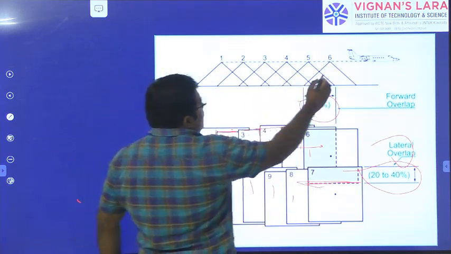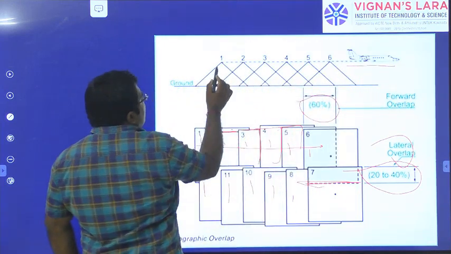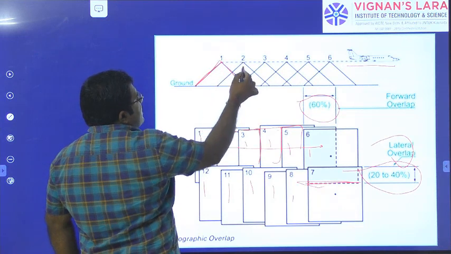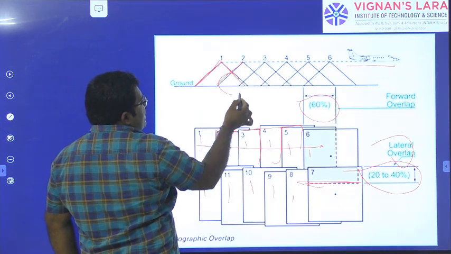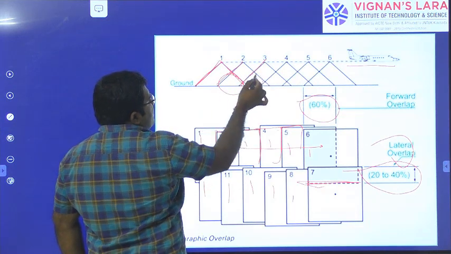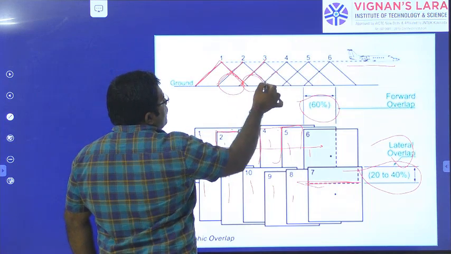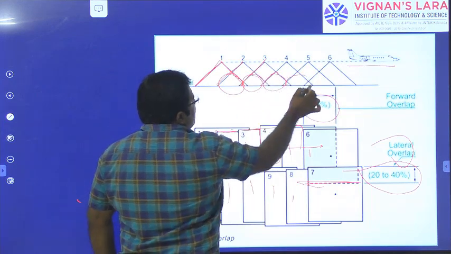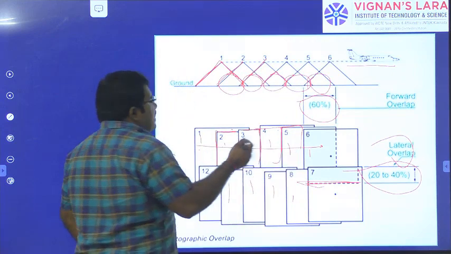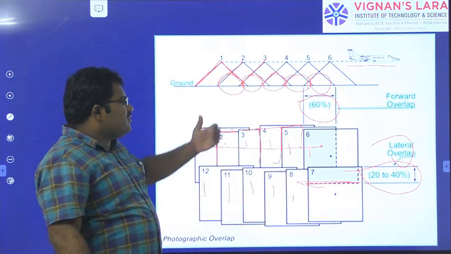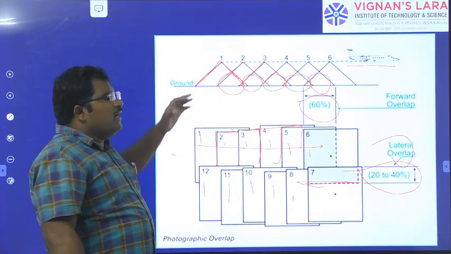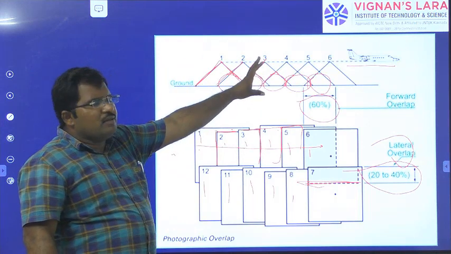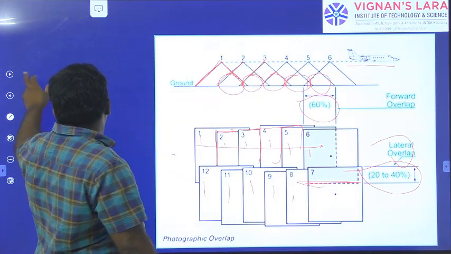So here you can see the flight is taking photographs. The first photograph is taken here. The second photograph, this area will be the overlap. Then the third and second have this overlap. The fourth and third have this overlap. This overlap should be there so that we can easily arrange the things, right? So this is side overlap as well as longitudinal overlap. We can understand this from this figure.